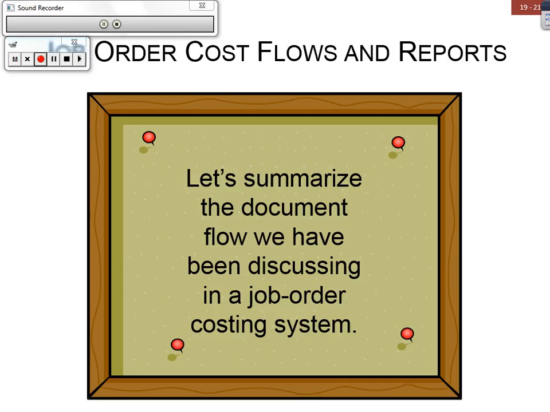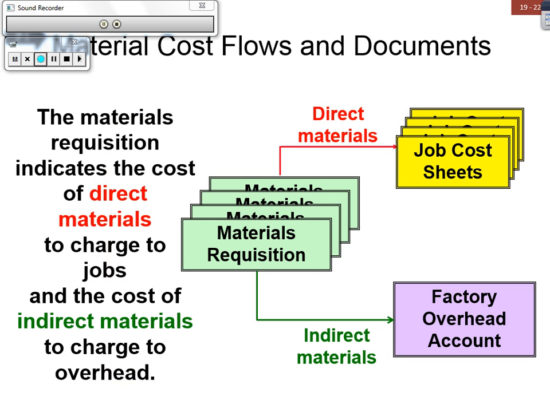So it says, let's summarize the document flow we have been discussing in the job order cost system. So it's just going back through it with you again, right? Where do we start off? What's the document that you start off with? Job cost sheets, because the job cost sheets show you what? Direct materials. Go look at it again. We just went through it, but go look at it again. What does your job cost sheet show you? Oh, yeah, direct materials, direct labor.